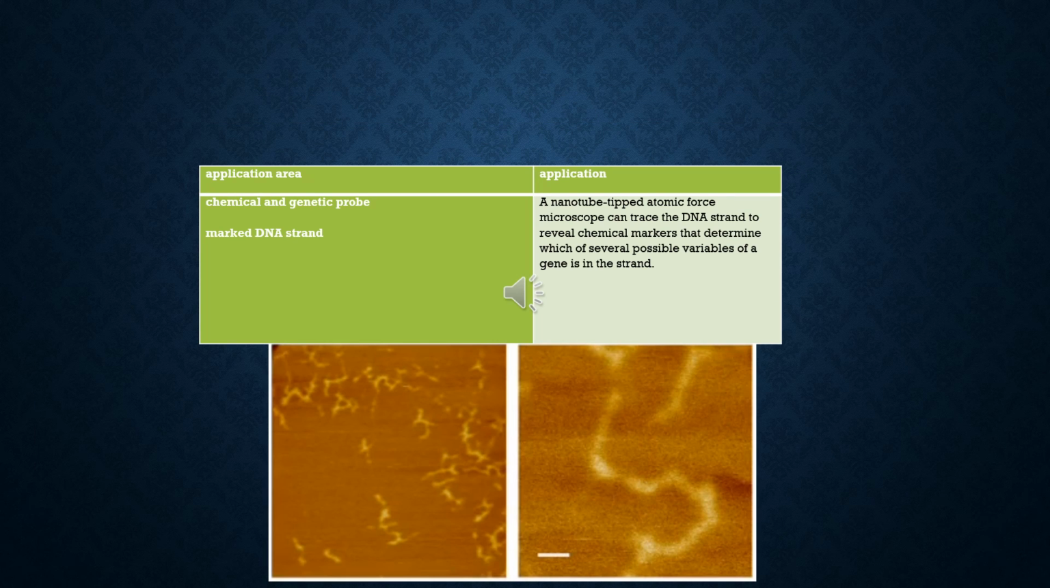Application areas of nanotubes. Chemical and genetic probe marking the DNA strand. A nanotube-tipped atomic force microscope can trace the DNA strand to reveal chemical markers that determine which of several possible variations of a gene is in the strand.